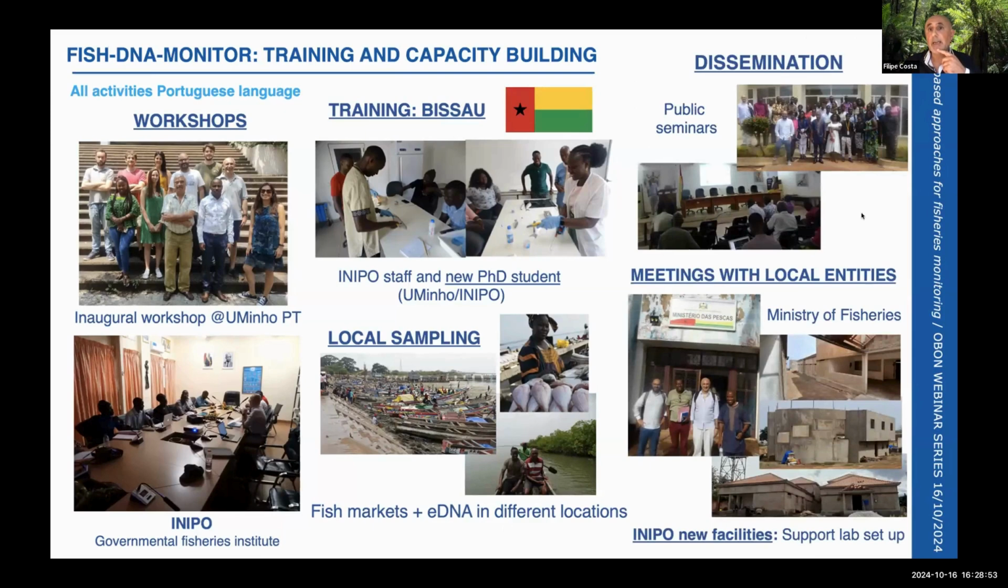We also had some dissemination events. We had public seminars where the audience were people from different research institutes in Bissau, not only from the Fisheries Institute, but biodiversity research institutes. And we had meetings with local entities like the Ministry of Fisheries. We had great support from the Fisheries Minister. Currently they are developing some new facilities for this research institute, and we are helping by supporting the setup of a molecular lab so that they can, in the near future, start using these approaches and implement them in their own country. We are also doing a lot of work in terms of reference library building for Guinea-Bissau, but we will show this in future opportunities.